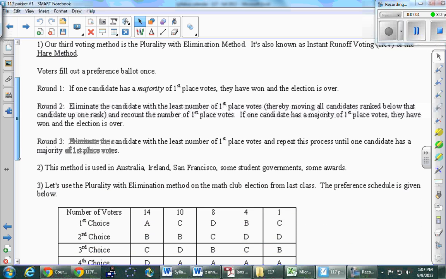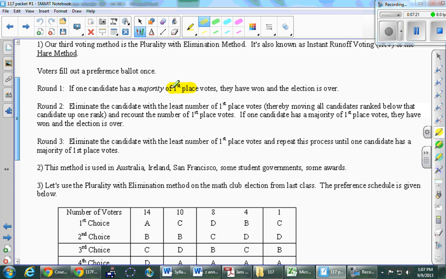Okay, thank you. So here's the process. Those are the names of the process. Voters fill out a preference ballot one time, just like we did with the ice cream where you guys ranked vanilla first, strawberry second, chocolate third. Fill out the preference ballot once. If one candidate has a majority of first place votes, and I'm highlighting right now that the only thing we are looking at this moment is first place votes, then they win, the election is over. If one candidate has a majority of first place votes, that's the end of the game.